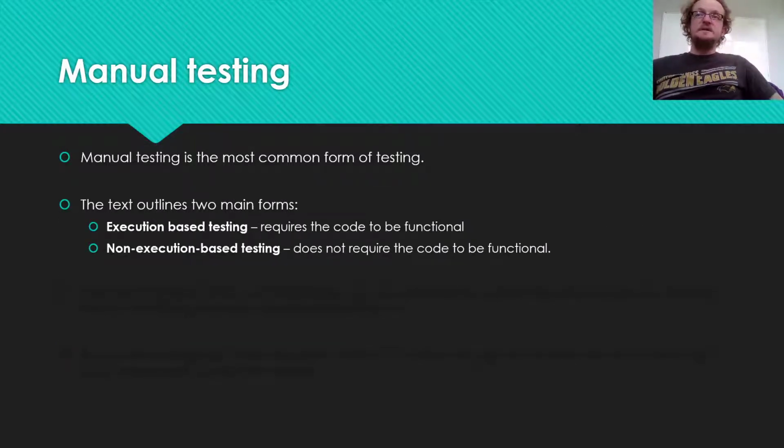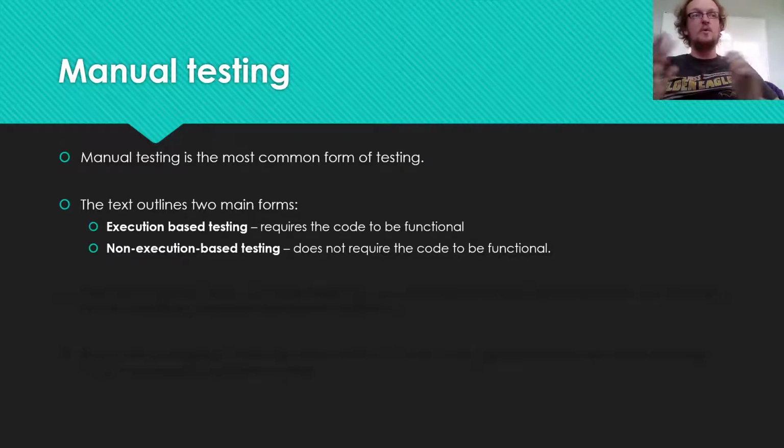Manual testing itself is obviously going to be the most common form of testing, and the textbook outlines two primary forms of manual testing, and we're going to talk about the second of these at the end of the module. It separates manual testing into execution-based and non-execution-based testing. Execution-based testing is literally running the application, sitting at your keyboard, interacting with the system and making sure you get the behavior that you expect.